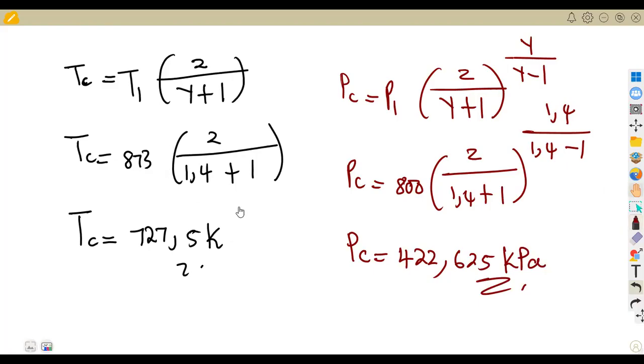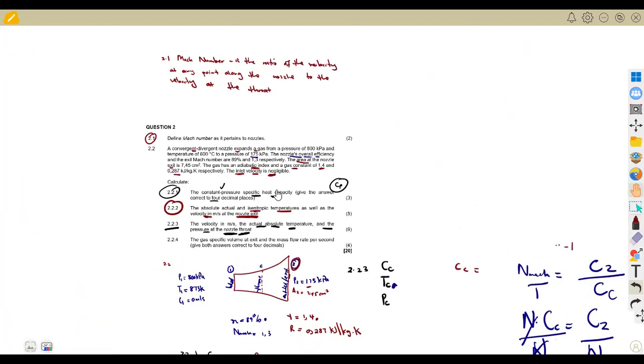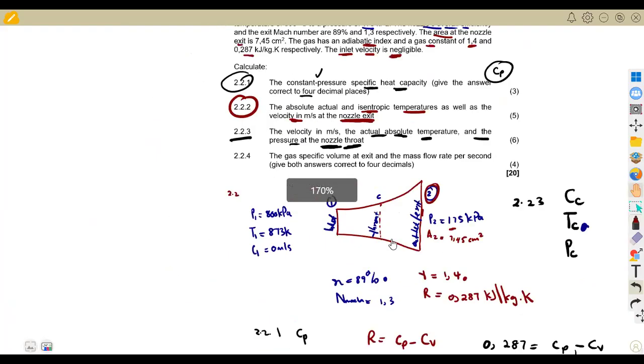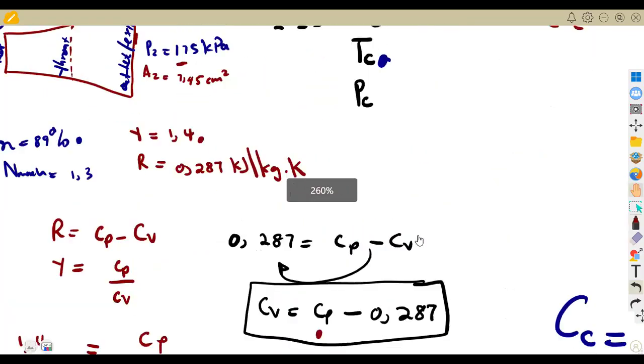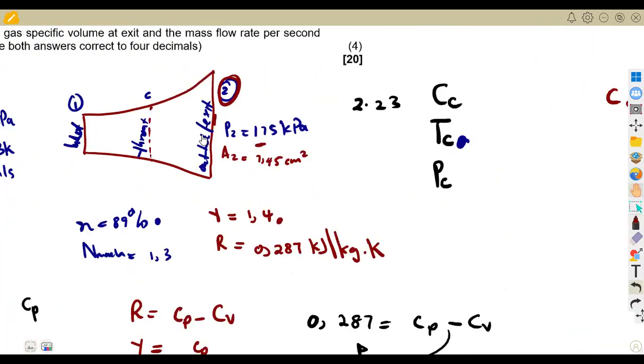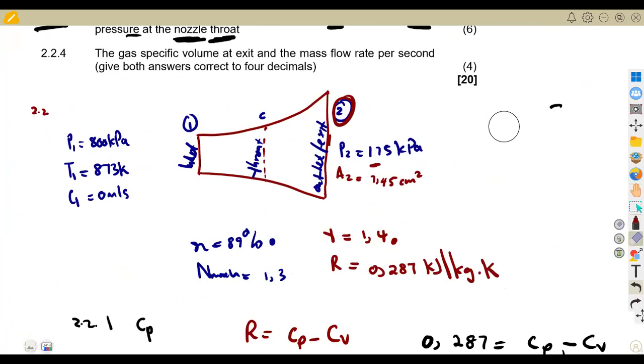All right, so I just hope it's clear. Then this one is the last part, which is 2.24. Let me just try to push it this side. Here, this one. I think you're going to be able to see there. So on 2.24, they're saying we are supposed to calculate the gas specific volume at the exit here. So we need the gas specific volume, that's V2 at the exit.